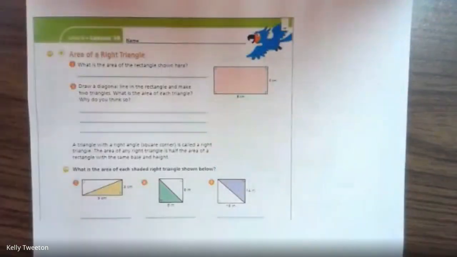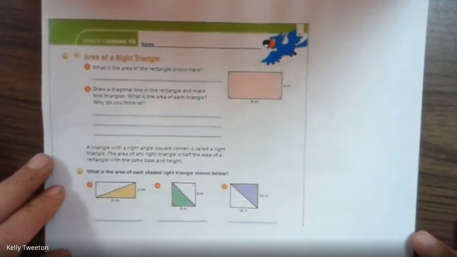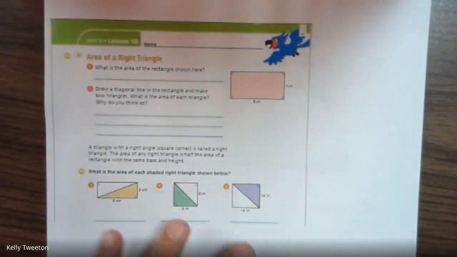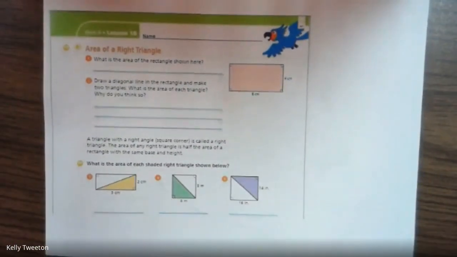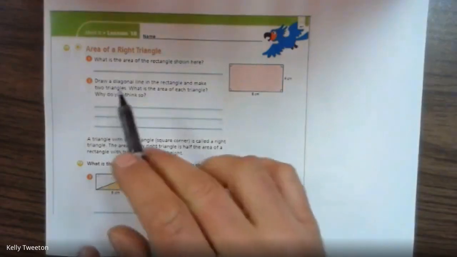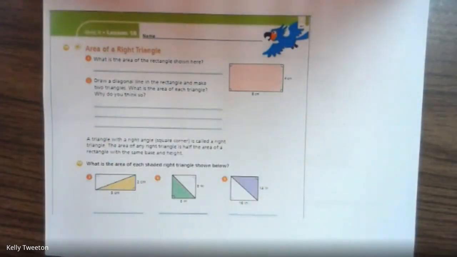Okay, let's get started. We are going to be doing area of a triangle for this one. So if you'll take a look on here, it says area of triangle. It says, what is the area of the rectangle shown? Well, it wants me to find the area of a triangle, it shows you a right triangle they want us to find, but here is a rectangle. So what's the area of the rectangle?